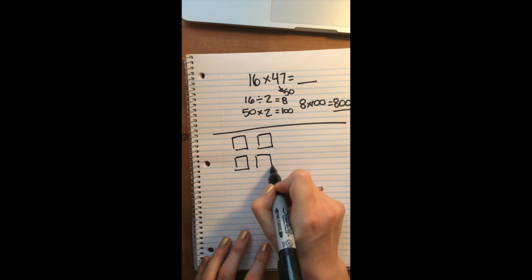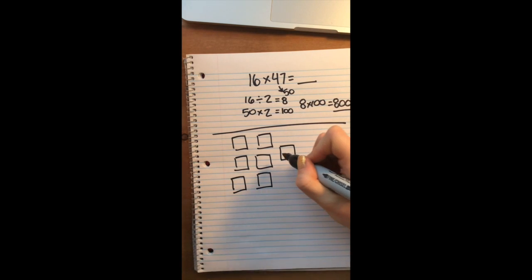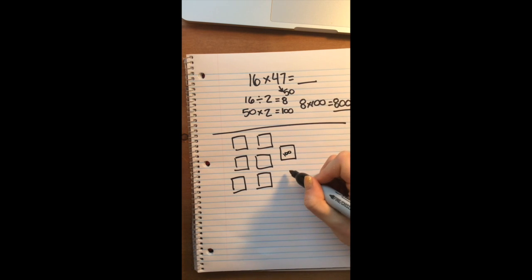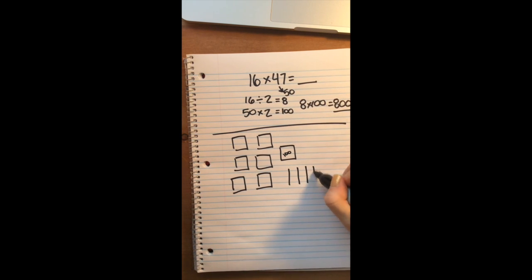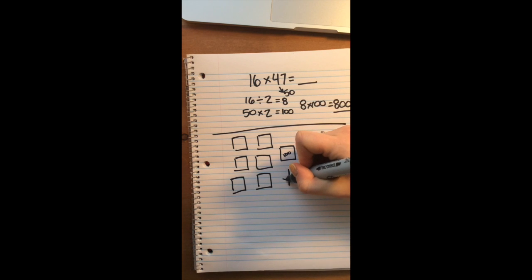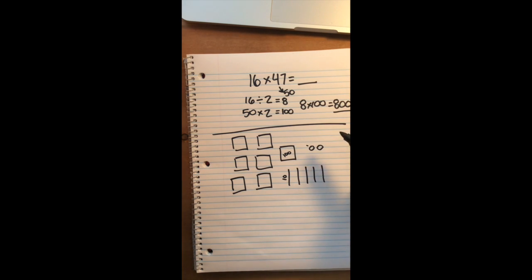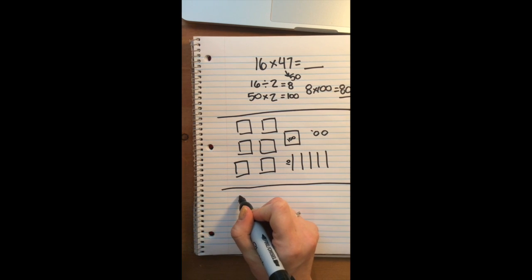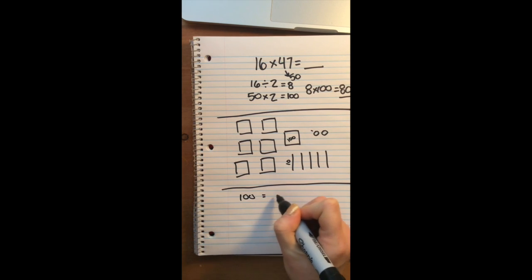Okay, now to pictorially represent what we just did, we're going to draw 7 flats, which we again just discussed are 100 each. We're going to then draw 5 rods, which we know are 10 each. And we're going to draw 2 units, which we know are 1 each. So here we have 1, 2, 3, 4, 5, 6, 7 hundreds, 1, 2, 3, 4, 5 tens, and 1, 2 ones. So 752.